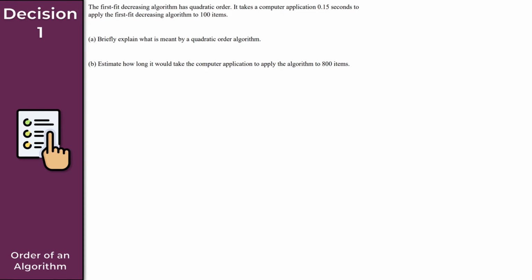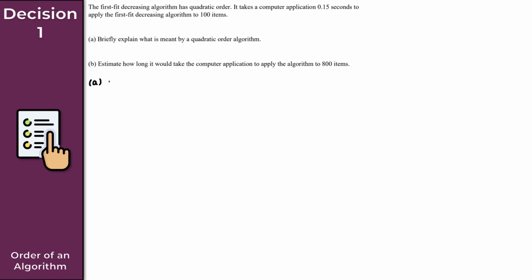And then finally, to finish with, we now have the very last question, question 2. So for this question, what we're told is the first fit decreasing algorithm has quadratic order. It takes a computer application 0.15 seconds to apply the first fit decreasing algorithm to 100 items. So for the first part of this question, part A, all we want to do is just briefly explain what is meant by a quadratic order algorithm. So for part A then, let's just do this underneath here. What do we need to say? Basically, we just want to explain what would happen if the size of the problem is multiplied by k under a quadratic order algorithm.